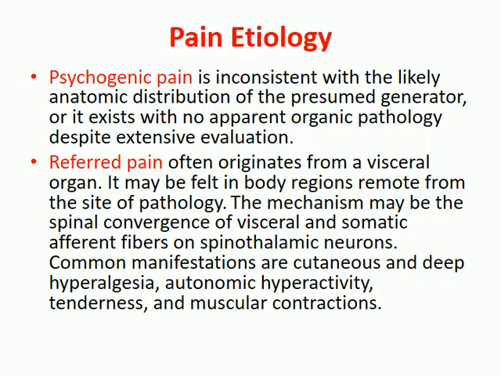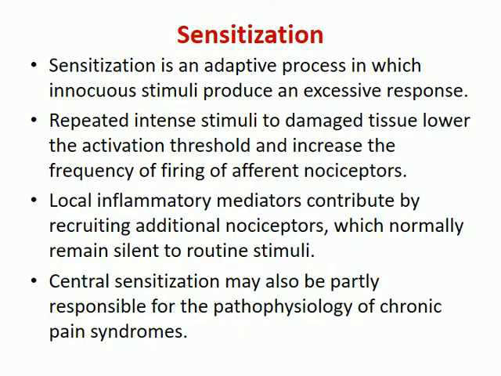Psychogenic pain is inconsistent with the likely anatomic disturbance and presumed generator, or it exists with no apparent organic pathology despite extensive evaluation. Referred pain often originates from a visceral organ. It may be felt in a body region removed from the site of pathology. The mechanism may be the spinal convergence of visceral and somatic afferent fibers on spinothalamic neurons.